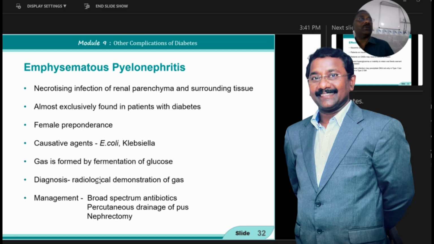Now the emphysematous pyelonephritis, this is a necrotizing infection of the renal parenchyma and the surrounding tissue. Almost exclusively found in patients with diabetes. Females are more commonly affected. E. coli and Klebsiella. Gas is formed with the fermentation of glucose. If you take an X-ray, gas around the perinephric fat area will be seen. Radiological demonstration of the gas. Management: antibiotics, percutaneous drainage of the pus and sometimes nephrectomy. Unfortunately, we have to sacrifice the kidney.